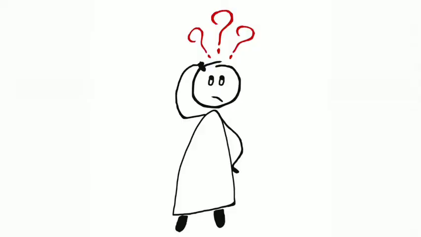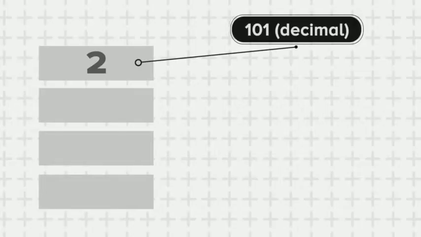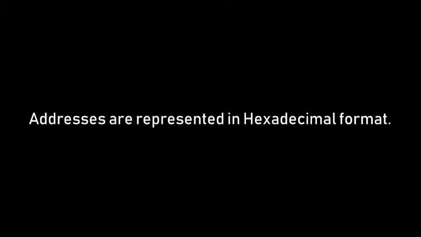Now what do you think just happened? When I click the button 2, the value 2 is actually loaded into the main memory and stored there at some address. Let's say the address where the number 2 is stored is 101. Usually the addresses are represented in hexadecimal format, but to keep things simple, let's consider them in decimal format.